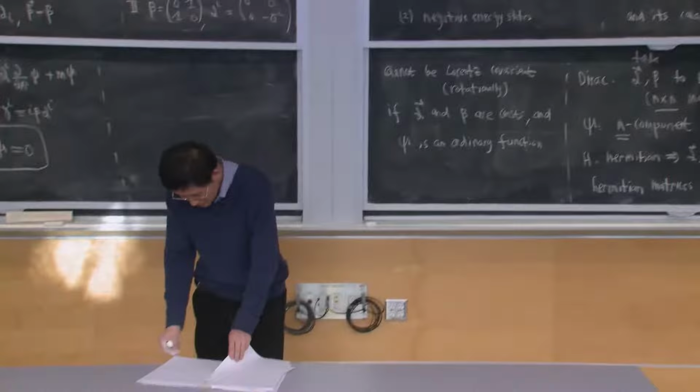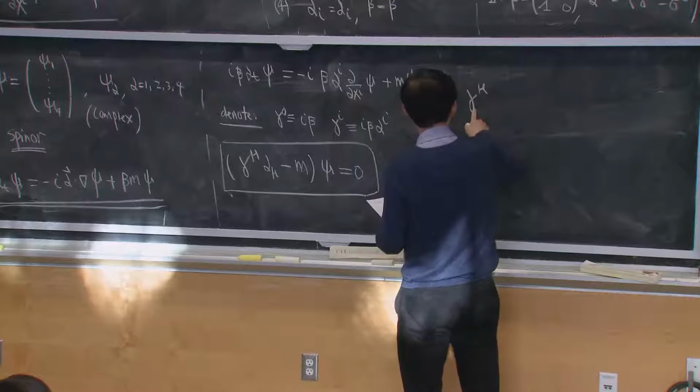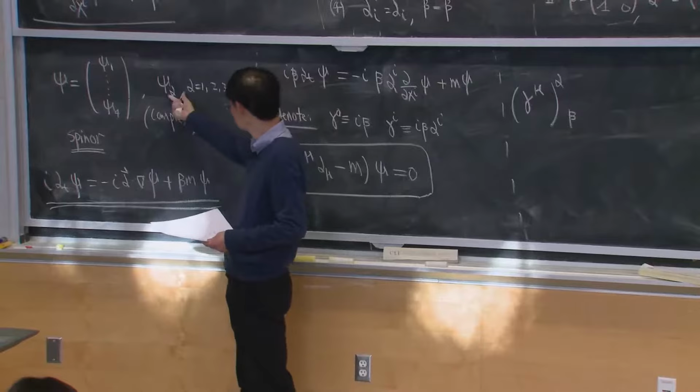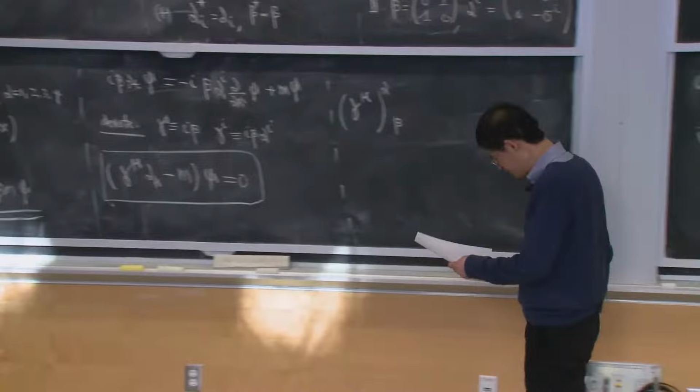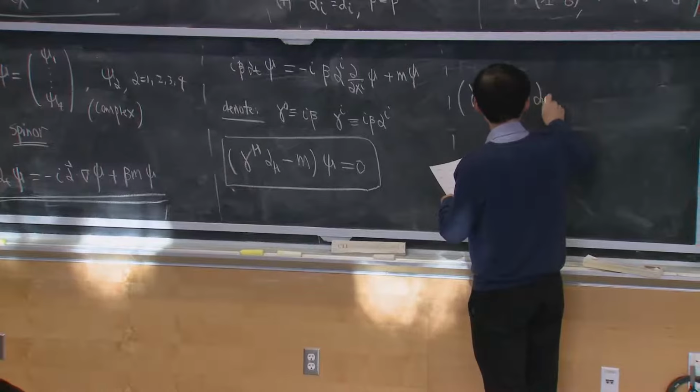Now again, this is a matrix equation. Let me write it in component form. I have gamma mu, each of which is a matrix, with indices alpha, beta. Sorry for this, but alpha and beta here just mean the indices, not the matrices. The convention is to write it like that. So: gamma mu alpha beta partial mu psi beta minus m psi alpha equal to zero.